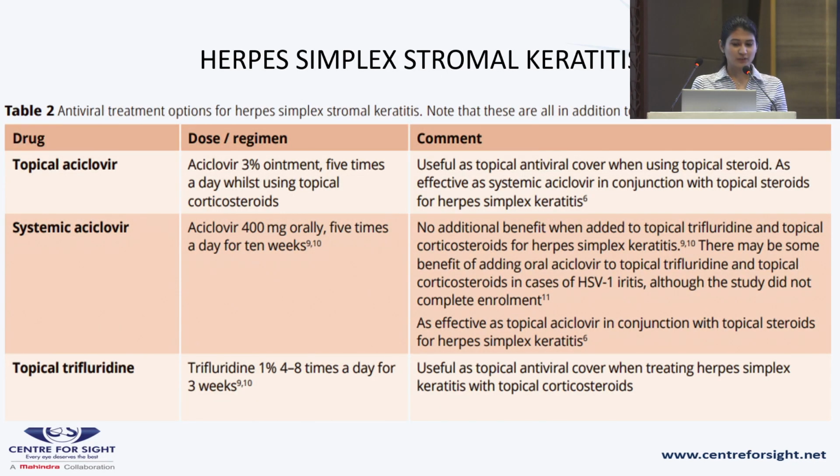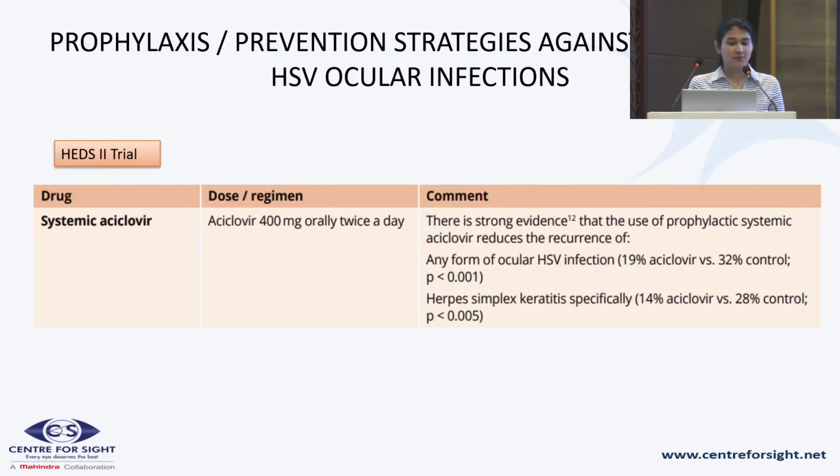Herpes simplex stromal keratitis requires topical acyclovir, systemic acyclovir, and topical trifluridine. This is always in addition to topical corticosteroids. Acyclovir 3% ointment, similarly. Systemic acyclovir 400 milligrams orally 5 times a day for 10 weeks, and topical trifluridine 1% 4 to 8 times a day for 3 weeks. Prophylaxis treatment: after the HEDS 2 trial, systemic acyclovir was proven to be useful for prophylaxis. Acyclovir 400 milligrams orally twice a day.